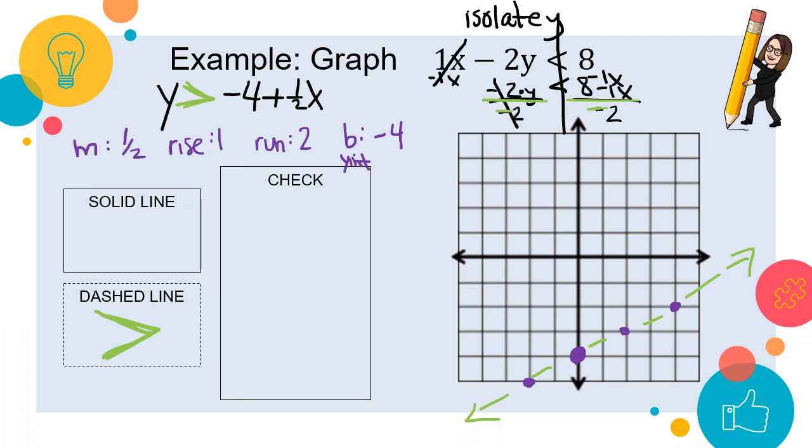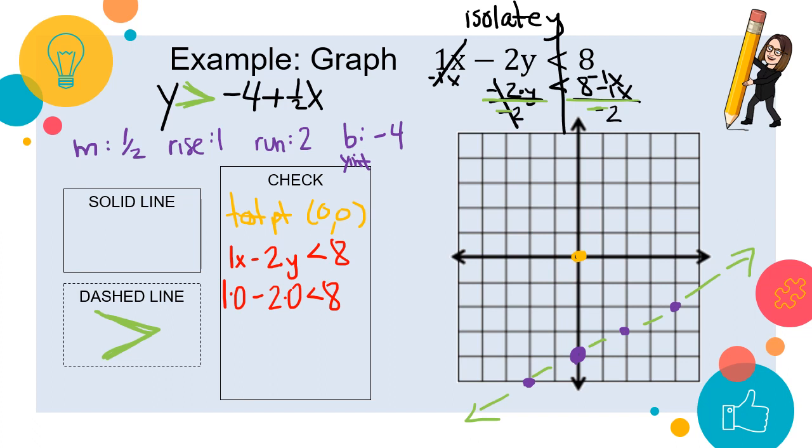Next, I need to check which side I should shade on. I'm going to use a test point. Again, you can pick any point. I'm sticking to 0, 0. And I'm going to plug it into the original function. Go back to the beginning. Let me rewrite it in case you need to see it again. This is the beginning, the original. Use the original because it's going to be easier actually. Instead of x, put a 0. Instead of y, put a 0.